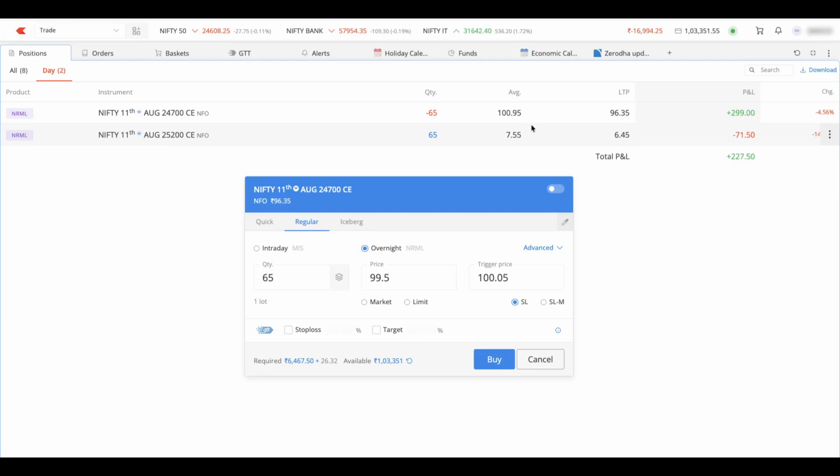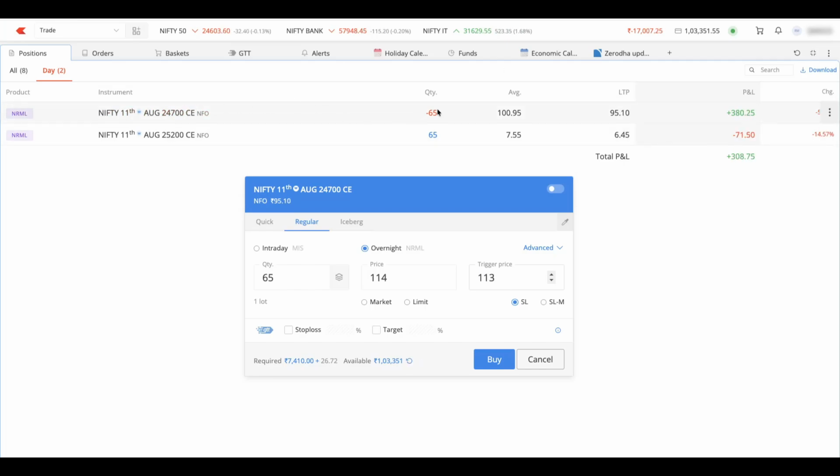So I will add this 13 rupees to my average price. So it is 100.95, so I will take 101 plus 13. It is 114. The trigger price should be less than the price we enter in the price option here. So I will make it 113 rupees.